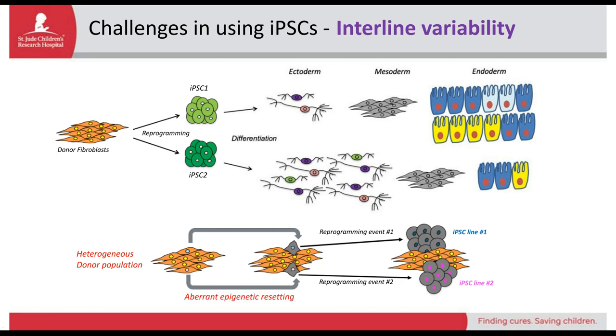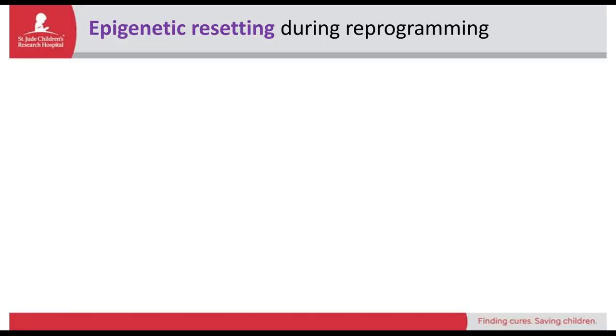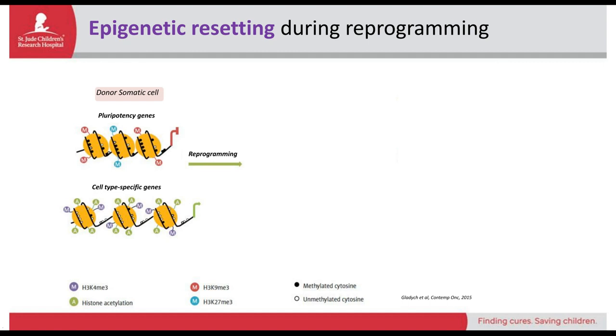The second reason could be aberrant epigenetic resetting. So what is epigenetic resetting? During reprogramming, you start with a donor somatic cell, which is a fully differentiated cell. So all the pluripotency genes are repressed, which means they carry hypermethylated promoters and repressive histone modifications such as lysine 9 and lysine 27 trimethylation. Whereas all the cell type specific genes are active, so they have hypomethylated promoters and they carry activating histone modifications like lysine 4 methylation and acetylation.